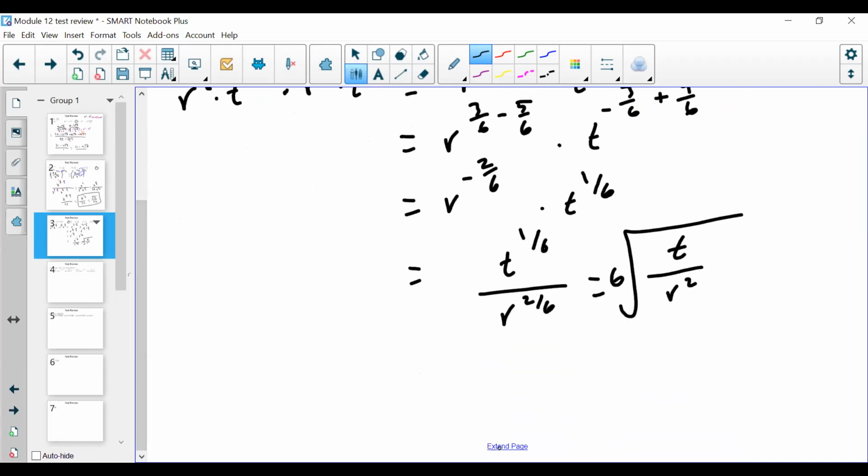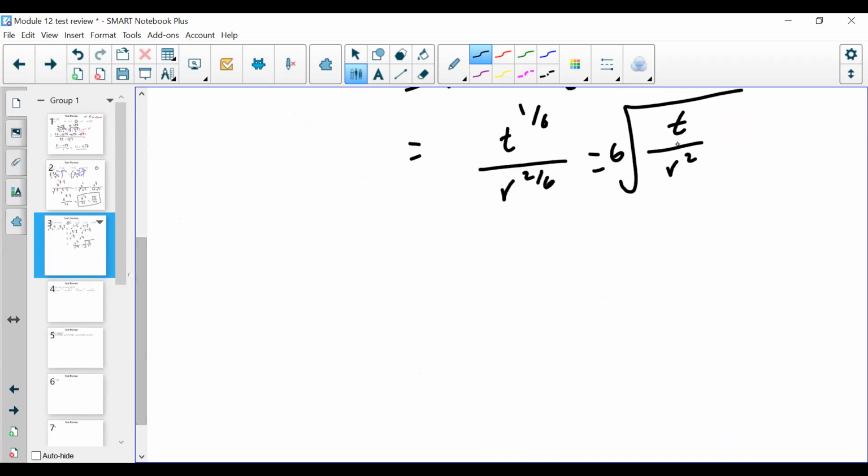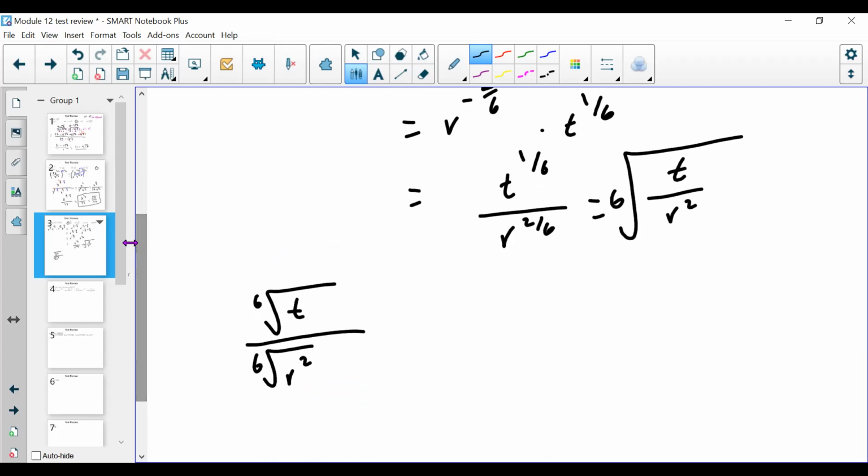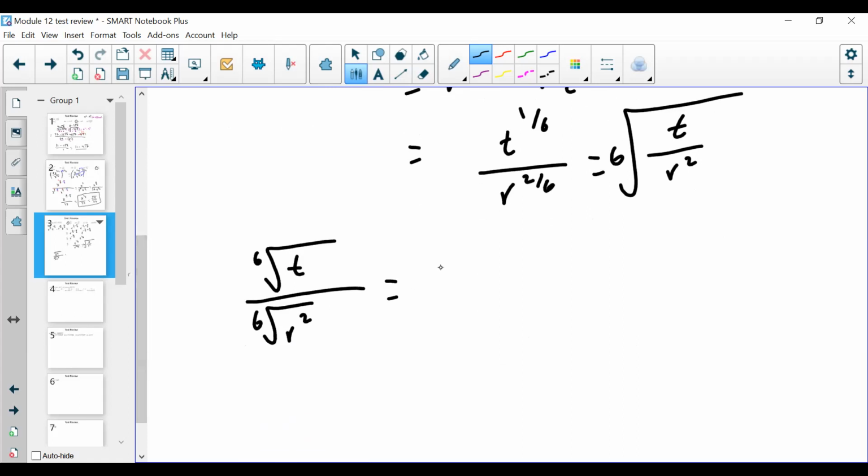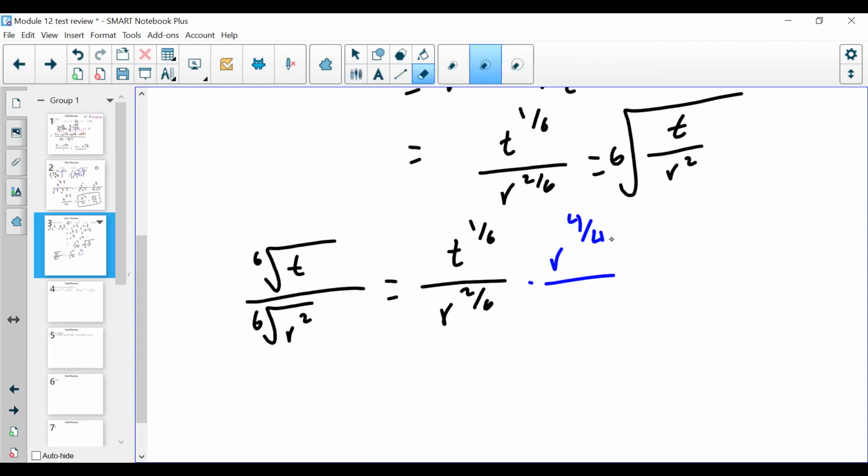But in all honesty, this isn't how you want to leave it, because this is the same thing as saying you have the 6th root of t all over the 6th root of r squared. And remember, we don't want to have any radicals in the bottom. So even though the answer choice doesn't say it, we're going to solve it out completely and rationalize it. Because this is t to the 1/6 all over r to the 2/6, I can multiply top and bottom by r to the 4/6, not 4/4, but 4/6.